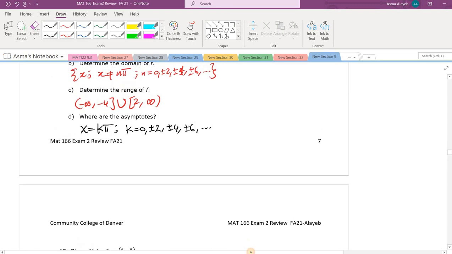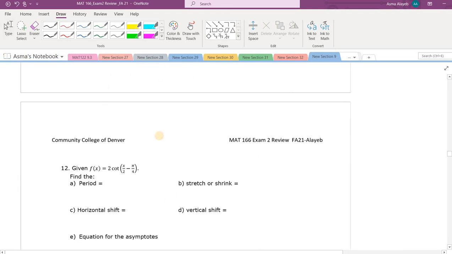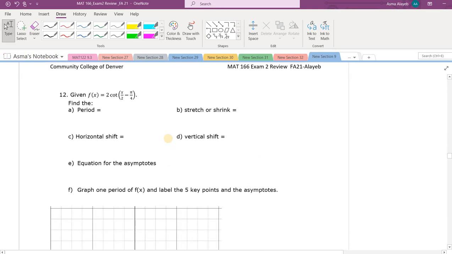All right. The domain should be similar to the asymptotes, exactly the same formula. On my notes, I have a mistake there, so just ignore the notes.